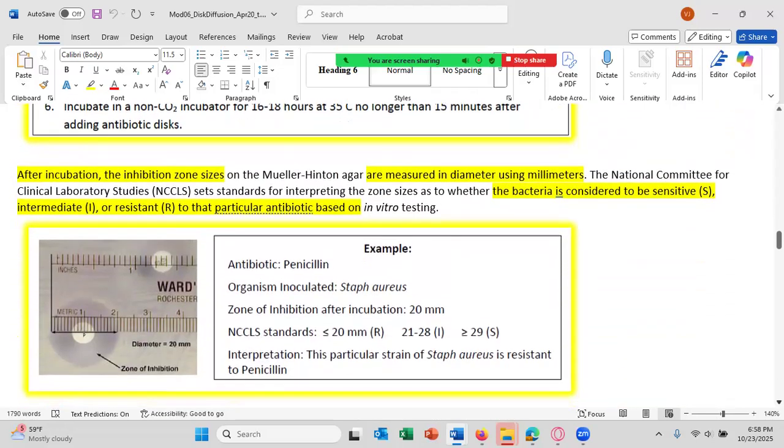All right. After the plates incubate, you then check for the sizes of the zones of inhibition, and you actually measure them, measure the diameter across the center of the disk in millimeters, and record that size. You then look at that diameter and compare it to the NCCLS table of standards. NCCLS stands for the National Committee for Clinical Laboratory Standards.